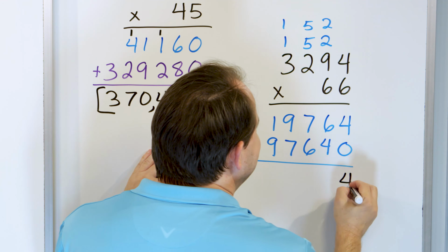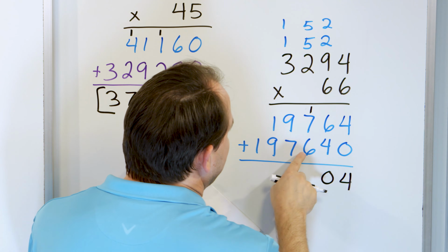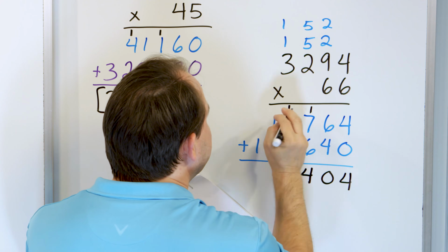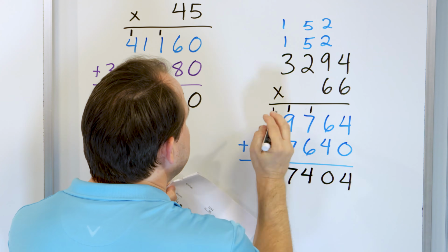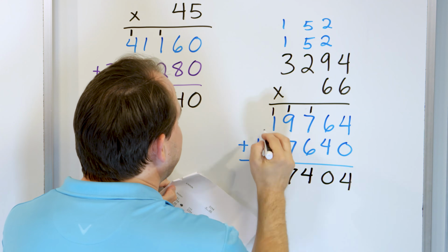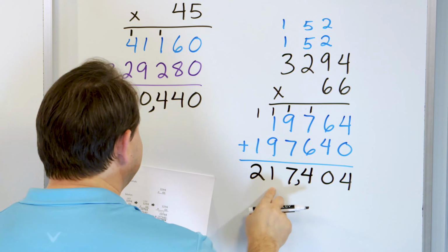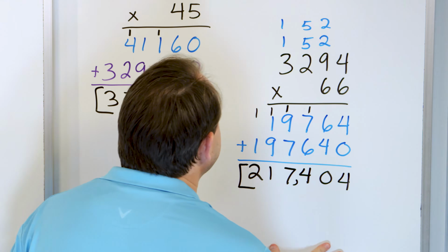The 4 drops down. 6 and 4 is 10, carry. Then this 1 can go with the 6 to make a 7. 7 and 7 is 14. Carry a 1. 9 plus 1 is 10. 10 plus 7, 17. Carry a 1. 9, 10, 11. Carry a 1. And then a 2 goes here. And we put a comma here. 217,404.